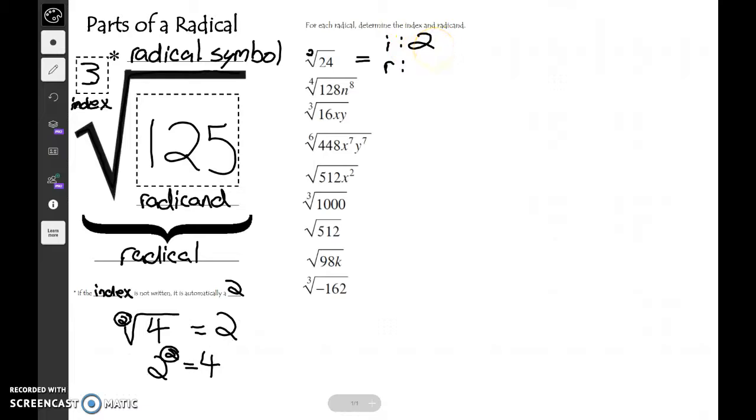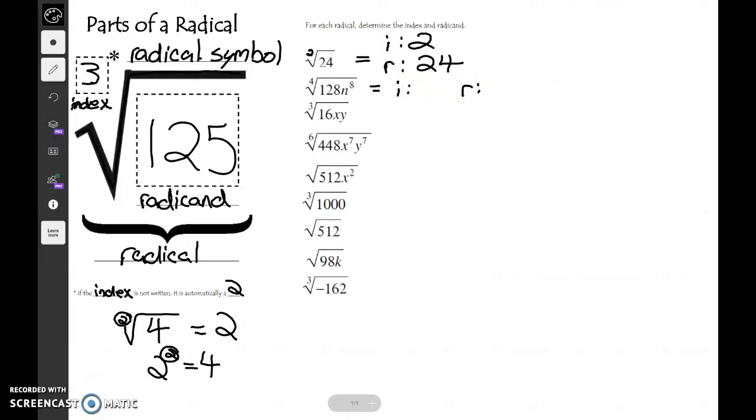The radicand in this problem would be what? 24. So we would write a 24 to indicate what the radicand is. Let's look at the next one. We have our index, and we have our radicand.